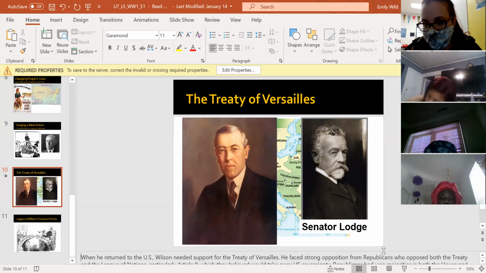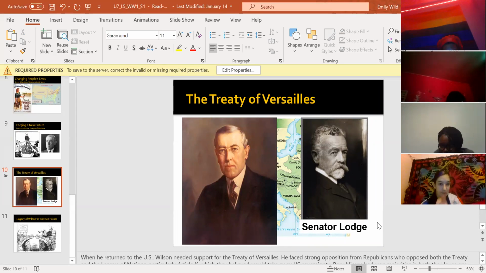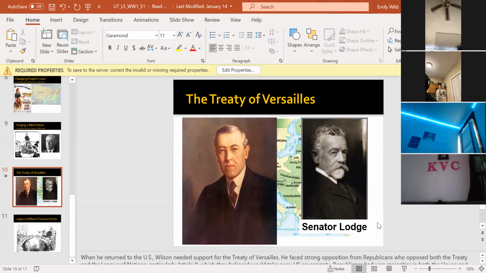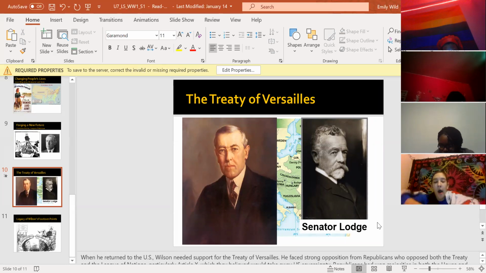Republicans like Senator Lodge, he's one of the most notable ones, believed that the League of Nations would force the United States business into the hands of other countries. So again, they feared that if the United States was involved in the League of Nations, then other countries around the world would tell them what to do.